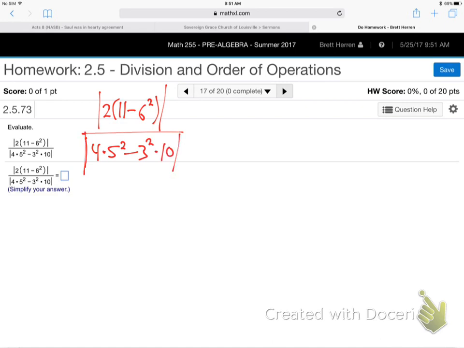Okay, so try that one. Keep remembering, adding, subtracting's last.